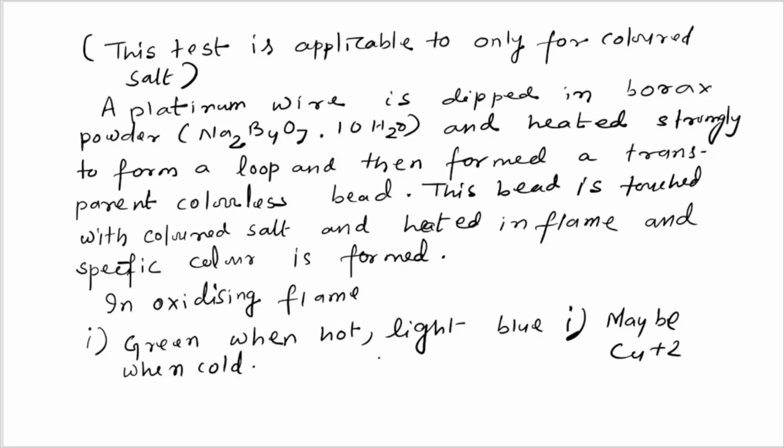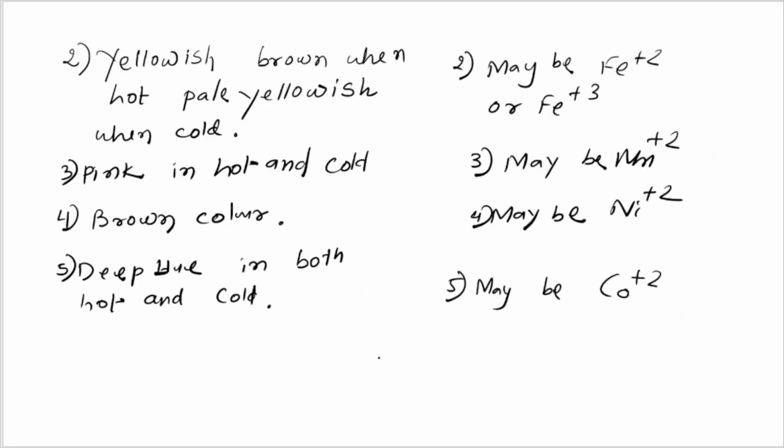In oxidizing flame, green when hot, light blue when cold, then it may be Cu+2, very important one. Yellowish brown when hot, pale yellowish when cold, maybe Fe+2 or Fe+3. Generally Fe+3 salt is given. Pink in hot and cold, both pink, Mn+2. Brown color, Ni+2. Deep blue on both hot and cold, that is Cobalt+2.